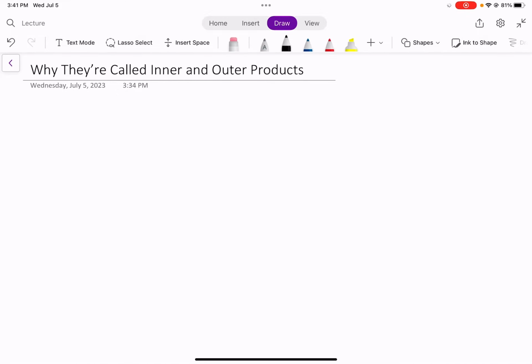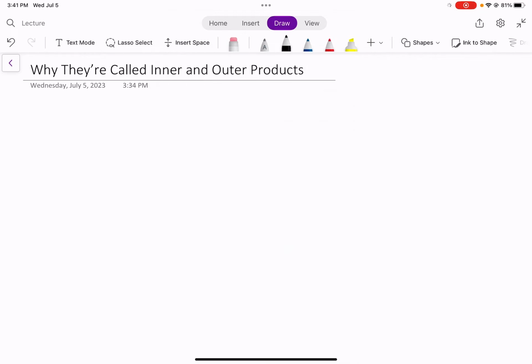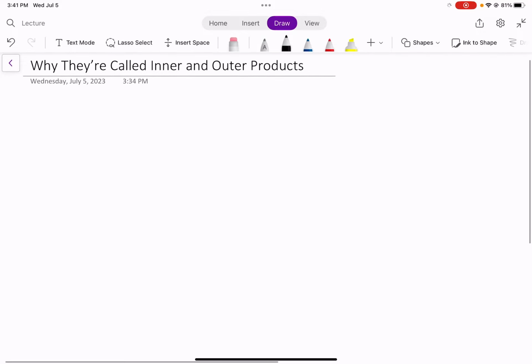Hello, everyone. Today we're going to talk about a topic that I feel should be discussed more in a linear algebra course or maybe a Calc 3 course. And that is why these are called what they are. I'm assuming you have a background and you know what an inner product and an outer product is, but you just don't know why they're called inner and outer products.